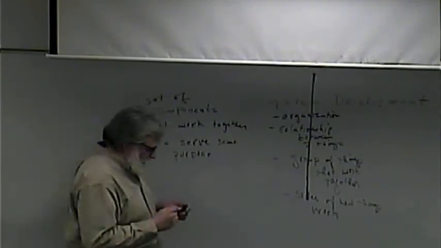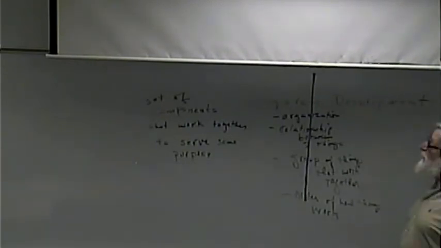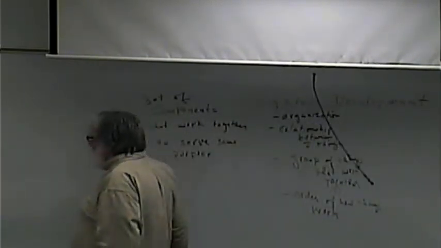When you talk about an automobile, it really has systems and subsystems, if you think about it, because the transmission itself is a system. The steering itself is a system. So you could talk about an automobile and its components, but its components themselves are systems. So it's a complicated system. But in any case, a set of components that work together to serve some purpose is a good definition of a system.